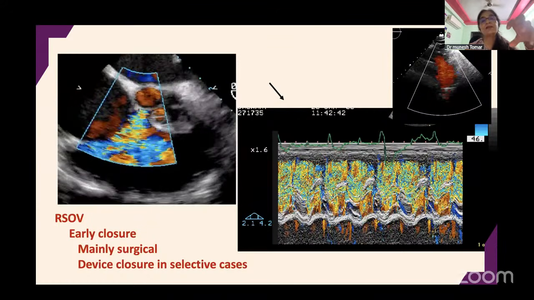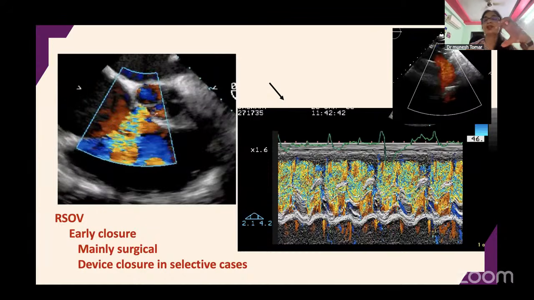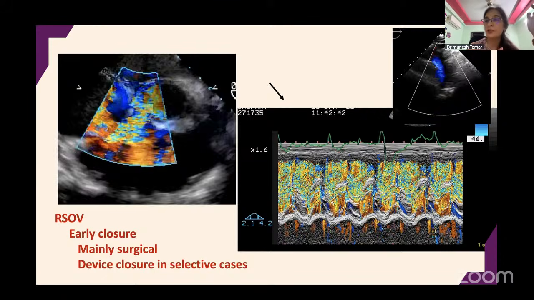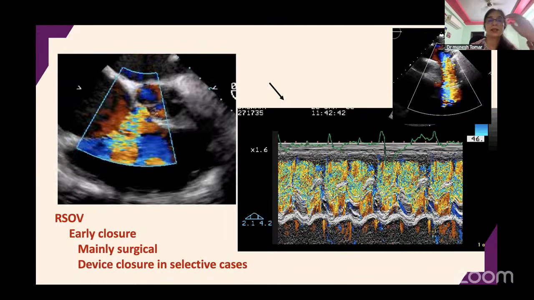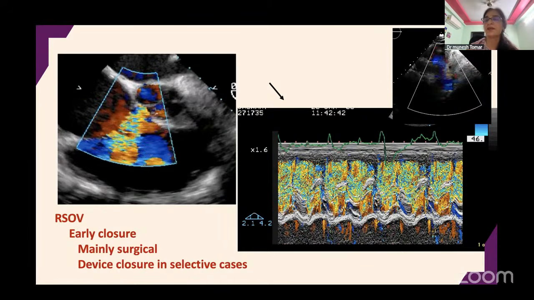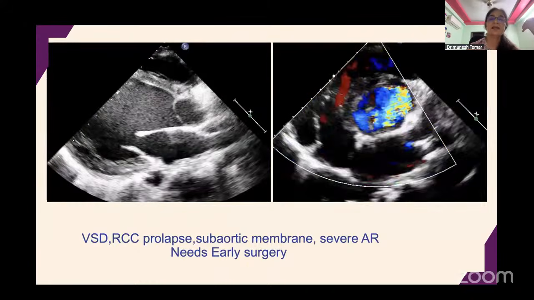Rupture of the sinus of Valsalva, with or without aortic regurgitation, will lead to flow reversal in the aorta. So this is another very important cause leading to flow reversal in the descending thoracic aorta. It needs to be fixed by either device or surgery. Most of the cases are for surgery, but in very selective cases, it is now being done significantly by device closure also.